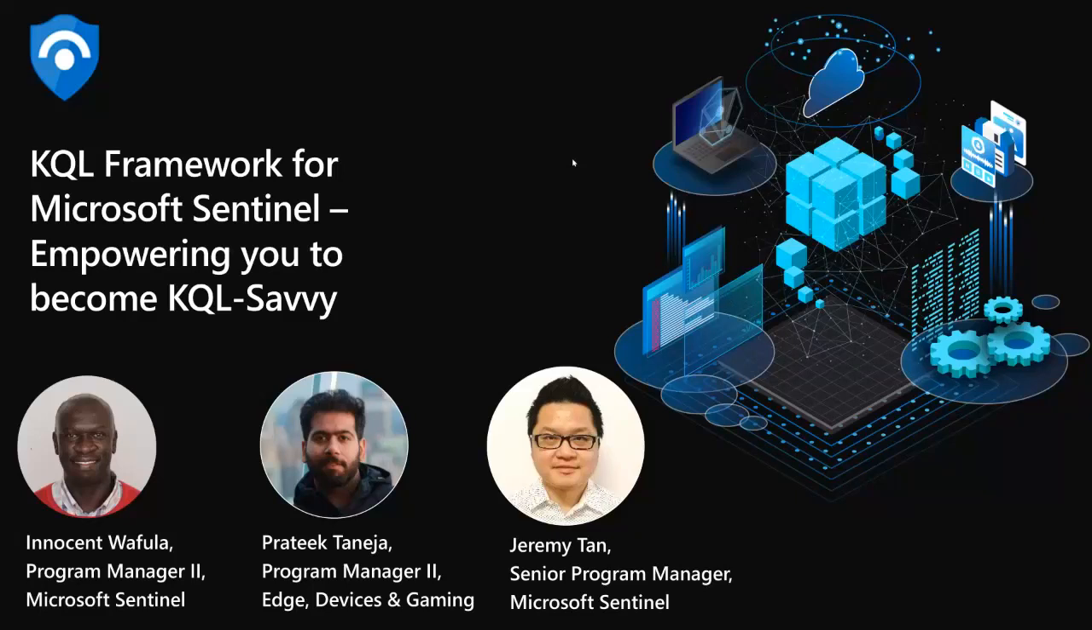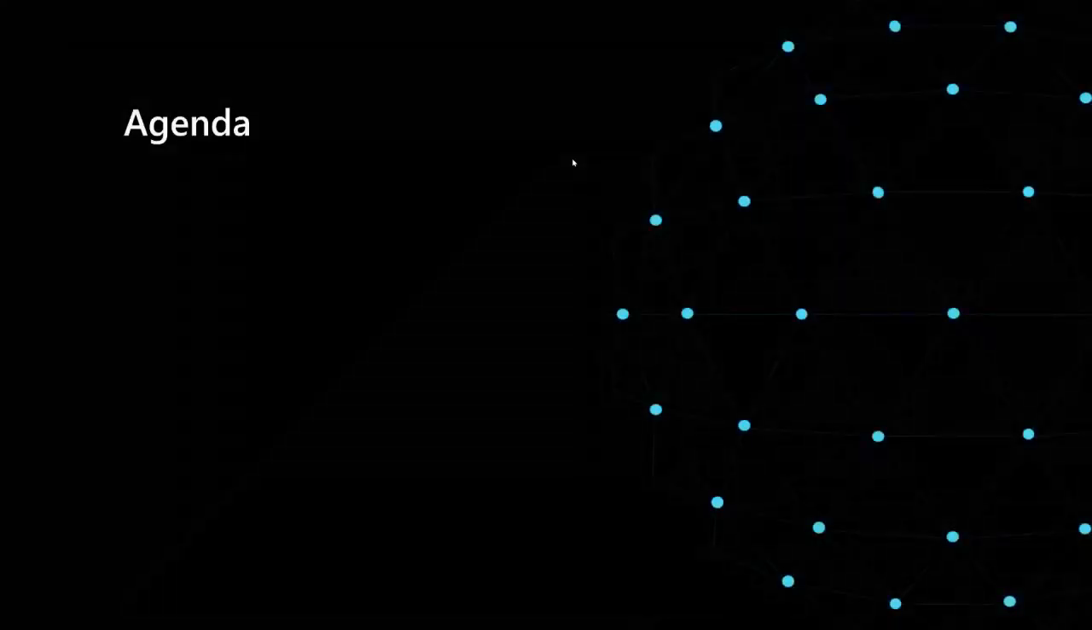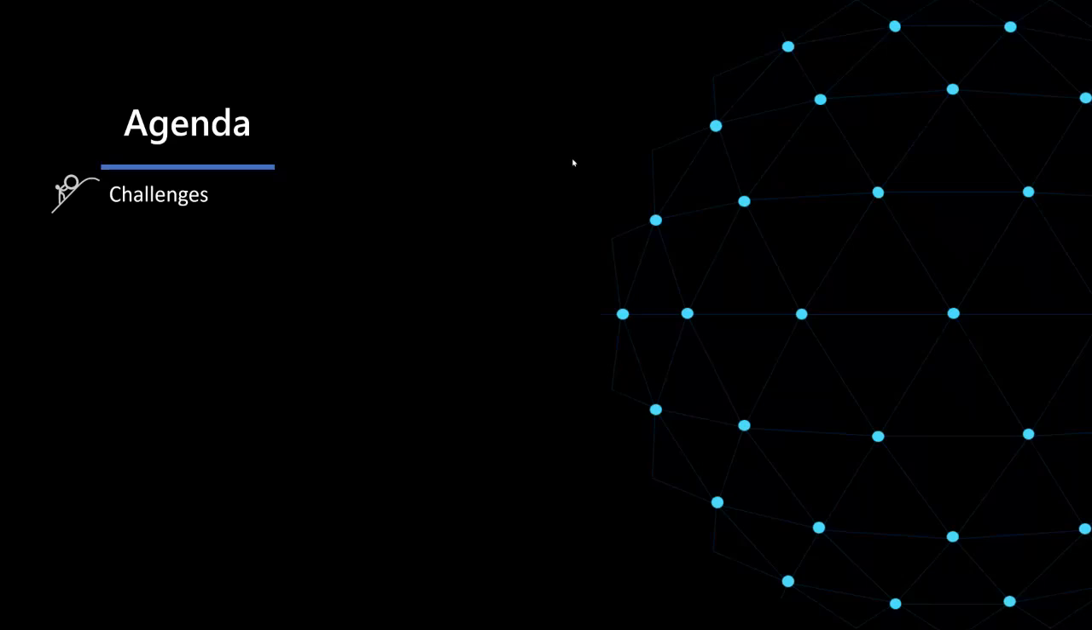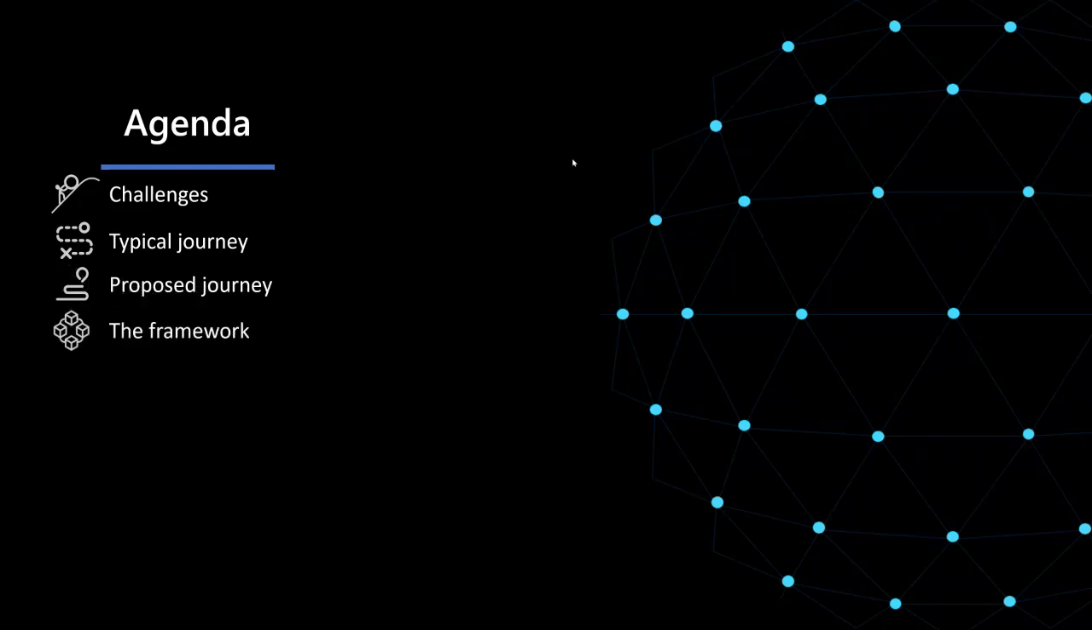My name is Innocent, and today I have the pleasure of co-presenting with my colleagues, Prateek Taneja and Jeremy Tan. To cover the topic for today, here's the agenda we shall be following. We'll start off by looking at the challenges that people face across various proficiency levels as they embark on their KQL learning journeys. We will then take a look at the typical learning journey as it stands today, and after that, we shall propose a change to the learning path. We will then introduce the framework to support this new learning path and showcase why we chose a workbook as a platform to host this new goodness.